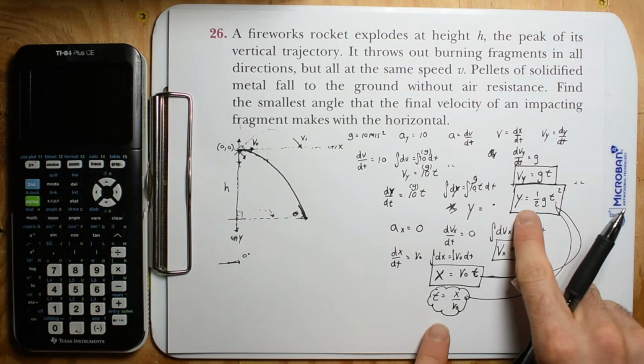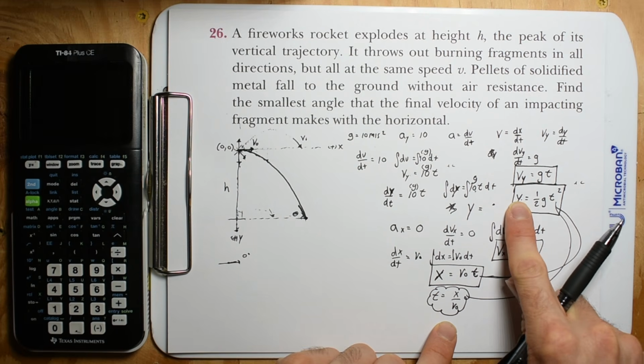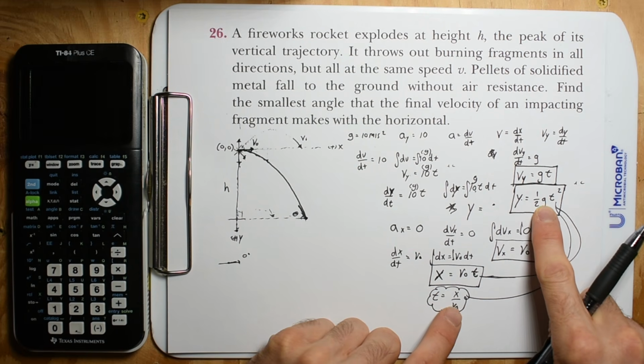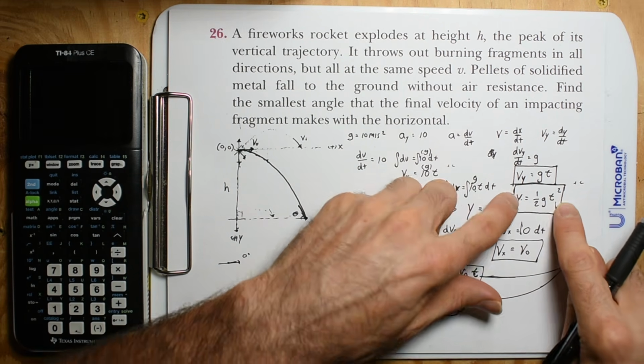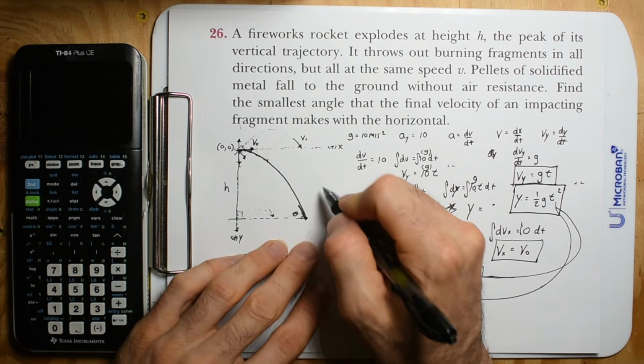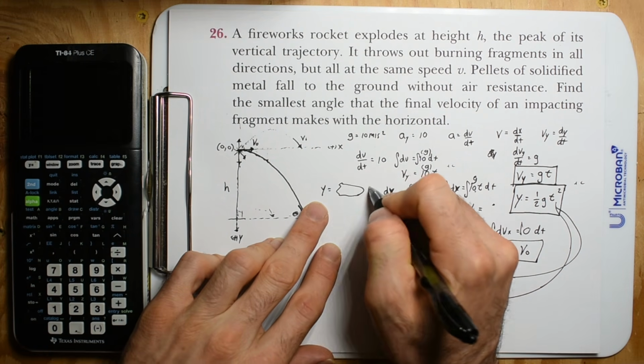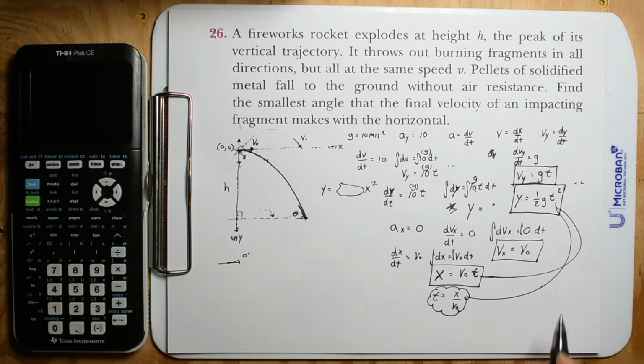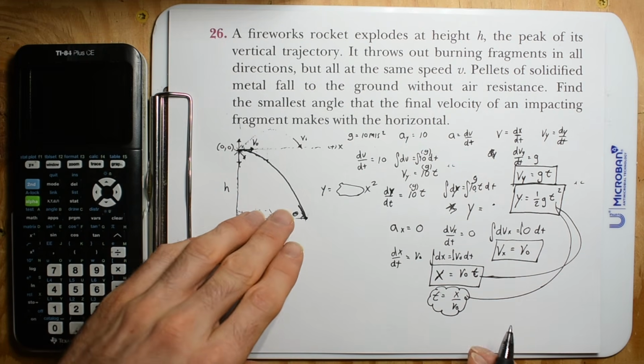And now what we're shooting for is an equation for y in terms of x. Now we'll have an equation of a line. The equation is like y is equal to something times x, and in our case, it'll be an x squared.